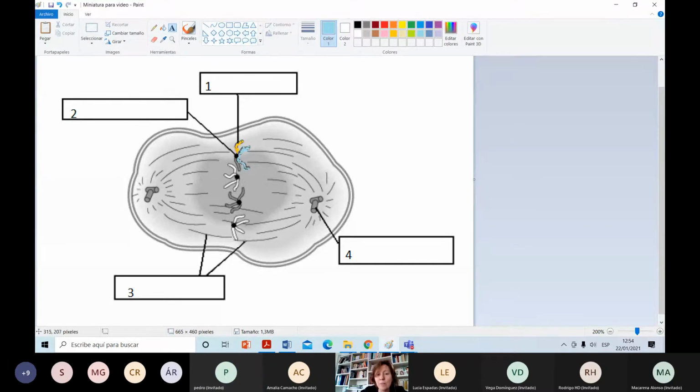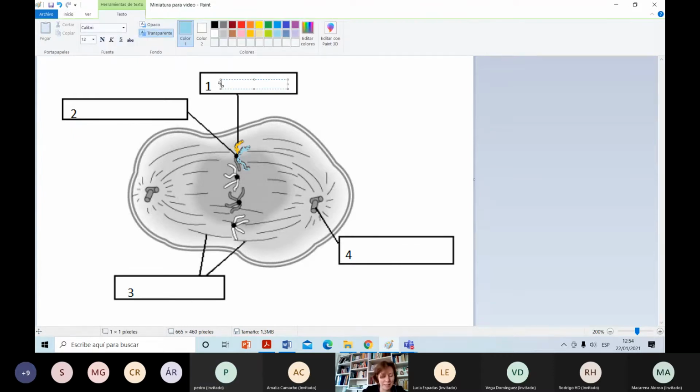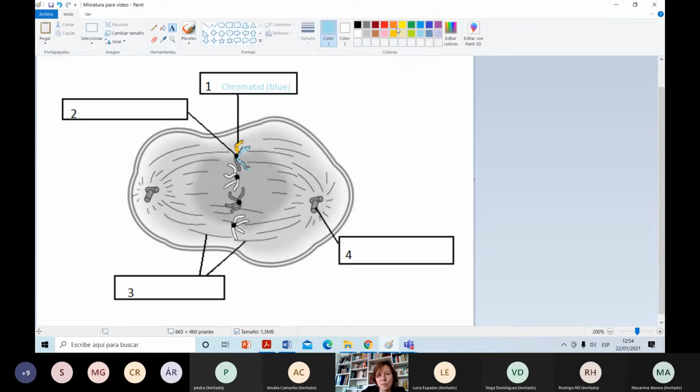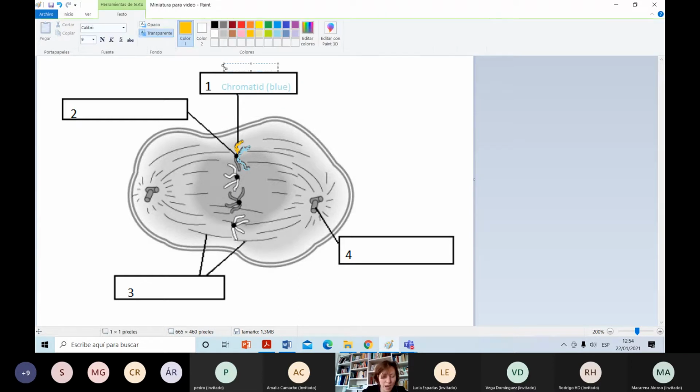It's an arm. It's the arm of the chromosome. If it was the blue structure, the blue structure is chromatid. So chromatid is in blue, while the orange or yellow or whichever color this one is, arm.